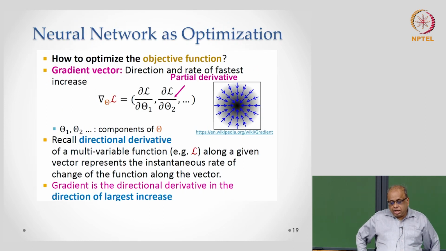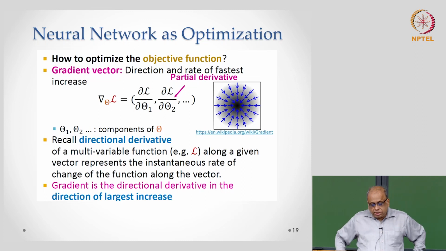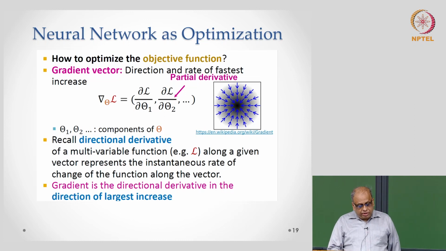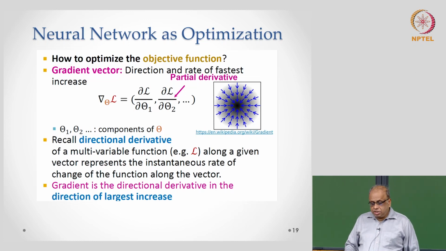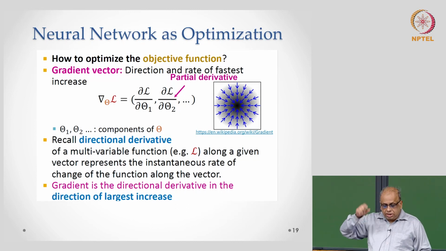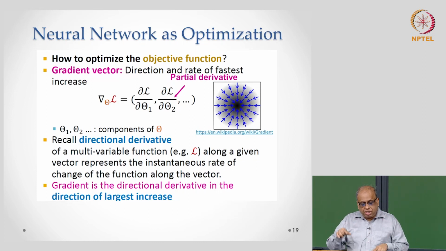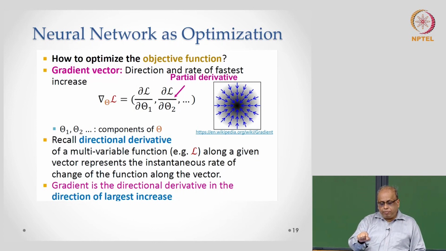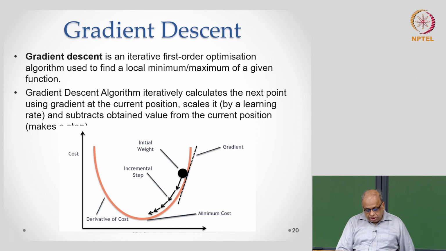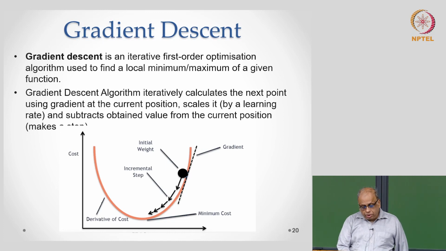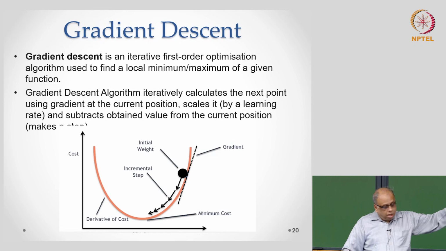So how to optimize it? You have to do something called gradient descent. Gradient is the directional derivative in the direction of the largest increase. So for example, if you consider this function f(x), then the function will have a minimum point. That is the place where you want to get. So this is the function of the cost. What you want to do is minimize the cost. You want to get to the minimum cost at the bottom.